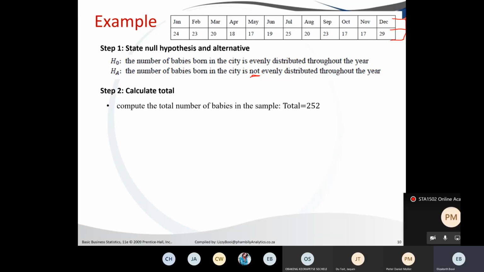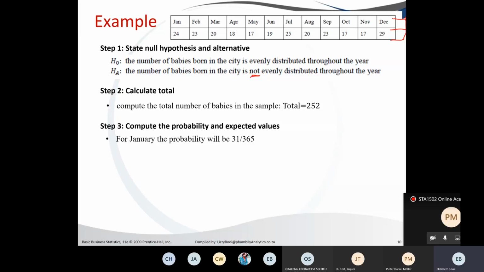Now, to calculate the expected value, they will have to tell you the probability of each month, or you will have to calculate the probability of each month. Because I know that January has 31 days, I can calculate the probability of January and use it to calculate the probabilities. And then when I have my probabilities, I can calculate my expected value.